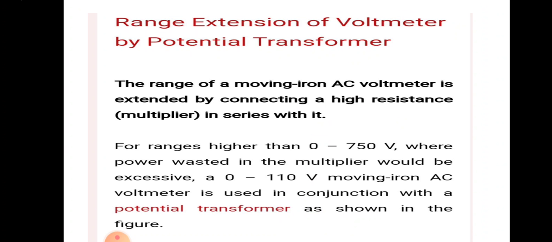That is, for lower range we have used the multipliers, but for ranges higher than 0 to 750 volt, the power wasted in the multiplier would be excessive. Means power can be wasted if we use the multiplier, so it is not feasible for us. So what we have to do is use a potential transformer. A 0 to 110 volt moving iron AC voltmeter is used in conjunction with a potential transformer as shown in the figure.